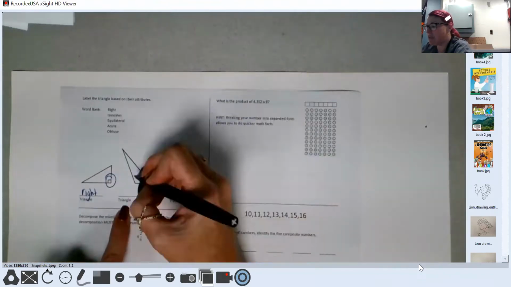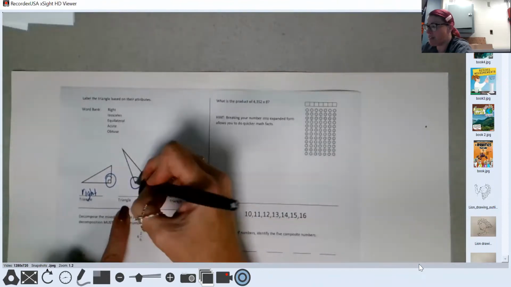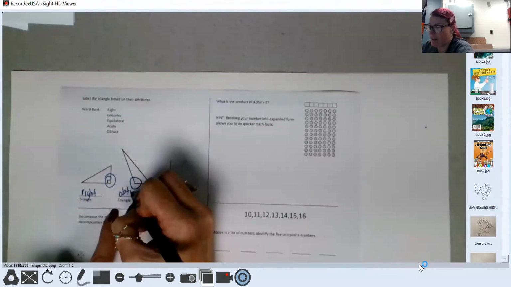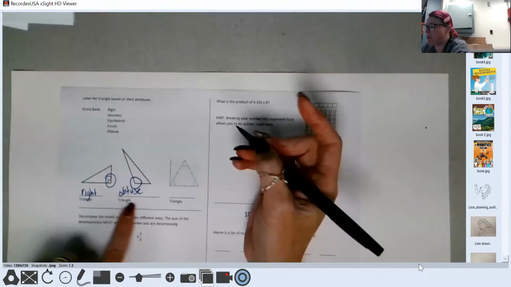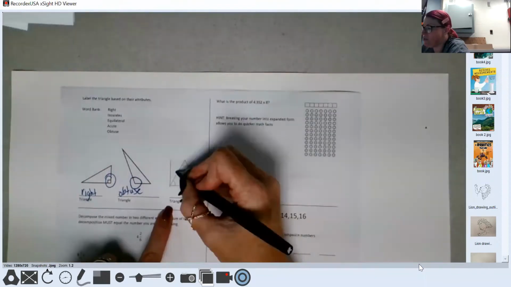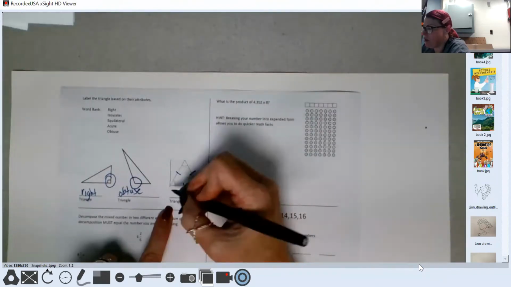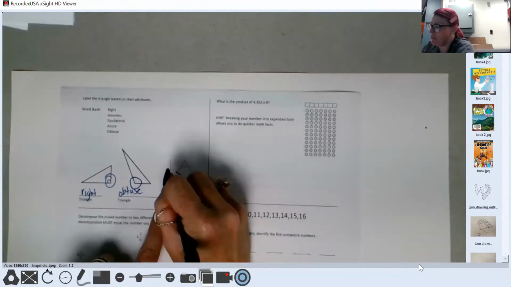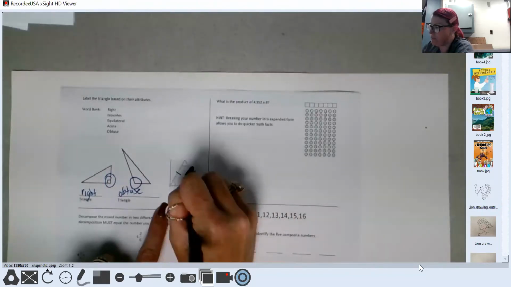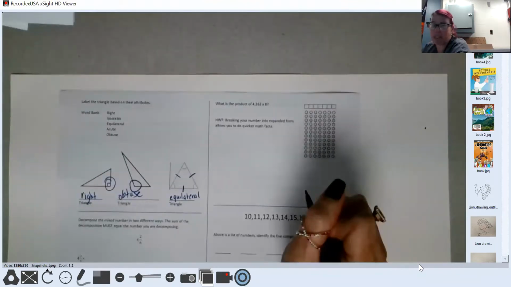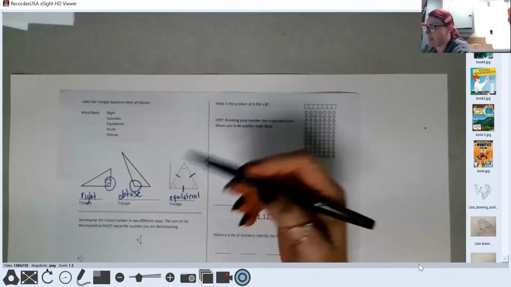This is an obtuse triangle, and I know that because of this angle right here. Remember, if it has one obtuse angle, it's an obtuse triangle. And I know this triangle is equal because all sides are equal, so this is an equilateral triangle. And that's all I'm doing there, naming the triangles based on an attribute.